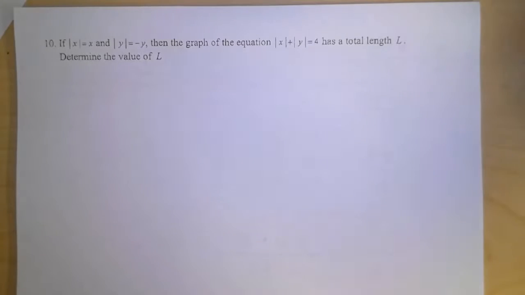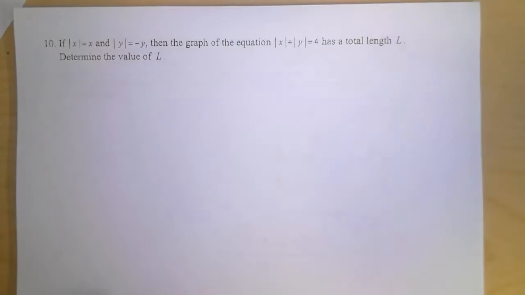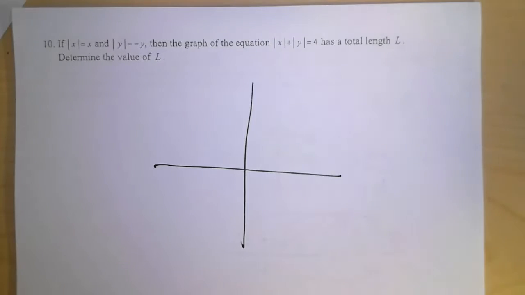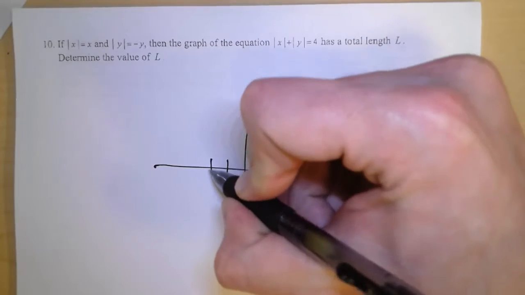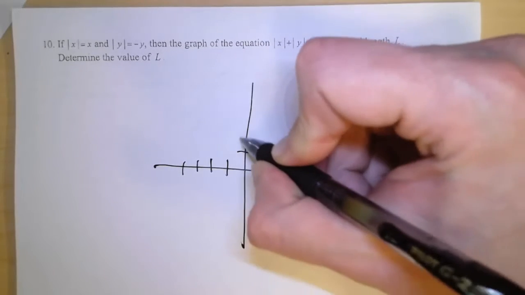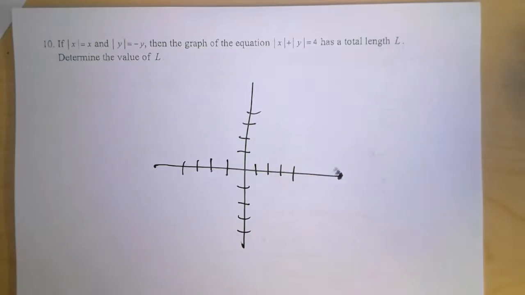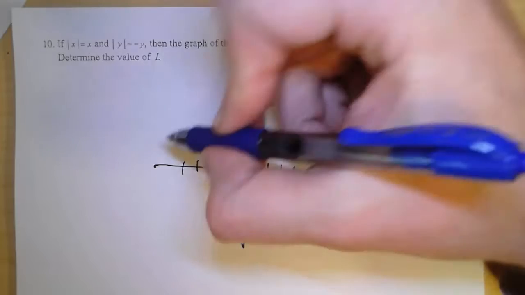In this problem, they give us this graph: absolute value of x plus absolute value of y equals 4. Now this is a rather uncommonly shaped graph. So what you can do to work your way through what that graph would look like is to ask, well, what if y were 0? What could x be? Well, x could be 4 or negative 4.